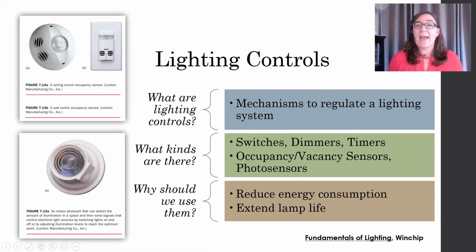The other tip we had was for lighting controls. What are they? They are mechanisms that help us regulate a lighting system. They include switches, dimmers, timers, occupancy and vacancy sensors, and photo sensors. We use them to reduce energy consumption by basically turning off the light when it's not needed, and they also will extend your lamp life.